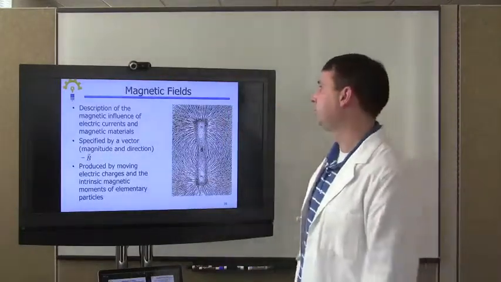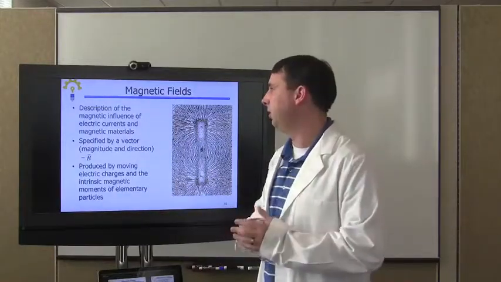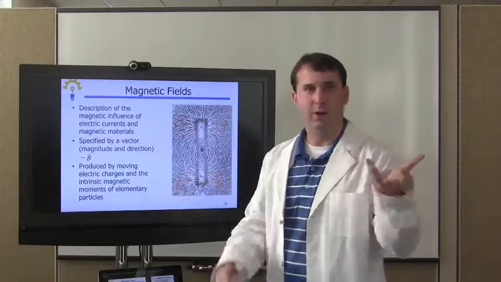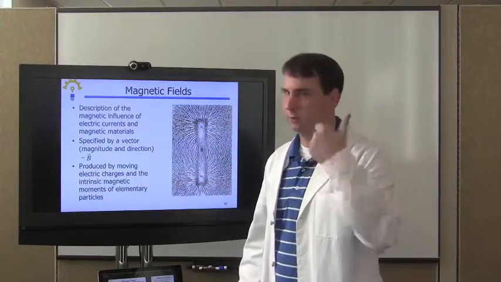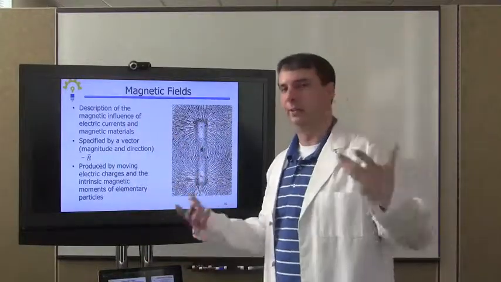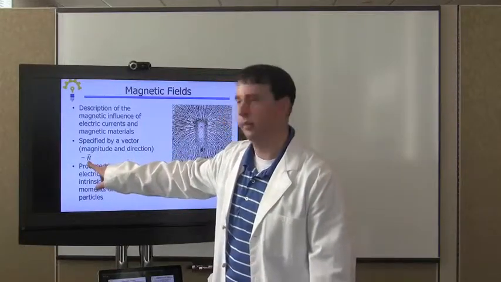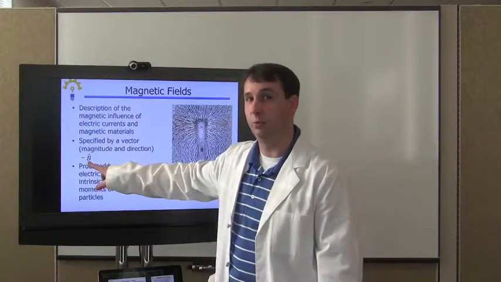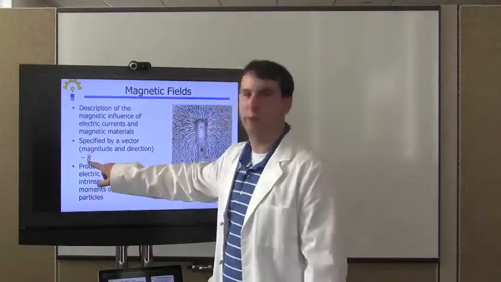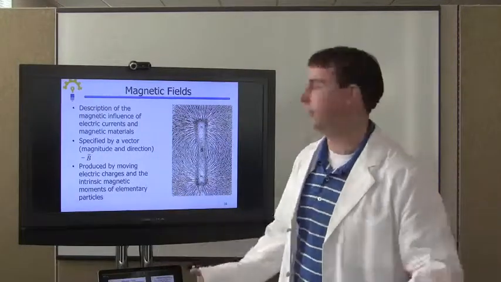Magnetic field. It's a description of the magnetic influence of electric currents and magnetic materials. A magnetic field is a vector, and a vector has magnitude and direction. Usually the magnetic field is given the symbol B with an arrow over it, because vectors have arrows over them, and they call it a B field. So if you hear someone say B field, that means magnetic field.